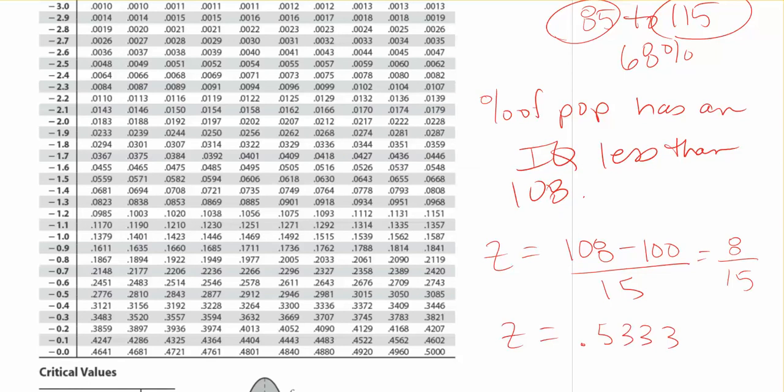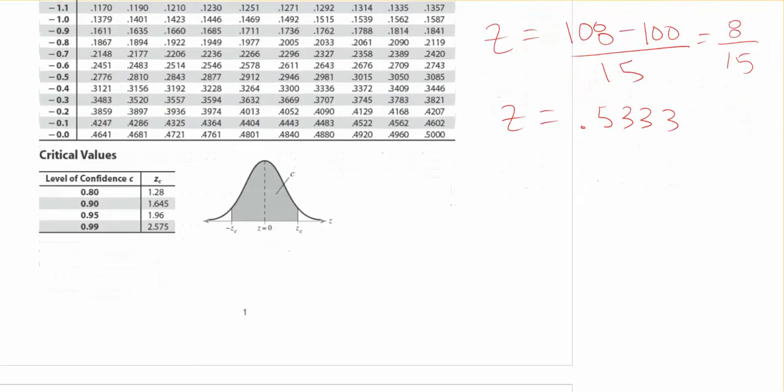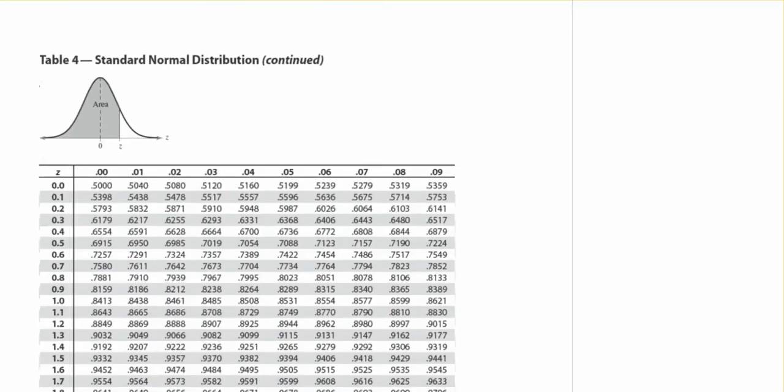So we get 0.5333. So the way to look up values on this table, if you look, this column has the z-scores to the 10th decimal place, and then you come over to this section to pick up the 100th decimal place. These are all negative z-scores, so I need the second page. And on the second page, I'm going to come to line 0.5 and then come over to the column of 0.03. So this is my z-score.